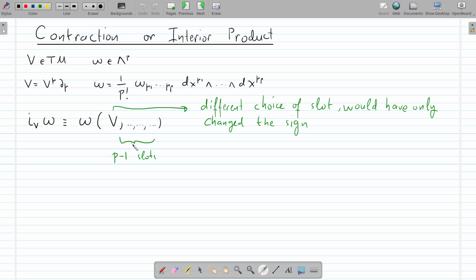So that will give us a p-1 form, because after the contraction, the remaining slots are antisymmetric with respect to the positions of any vectors that you will put there. Furthermore, we have chosen the first slot for the contraction, but if we had defined the contraction with respect to any other slot, this would be essentially the same thing, and only a change of sign would occur.